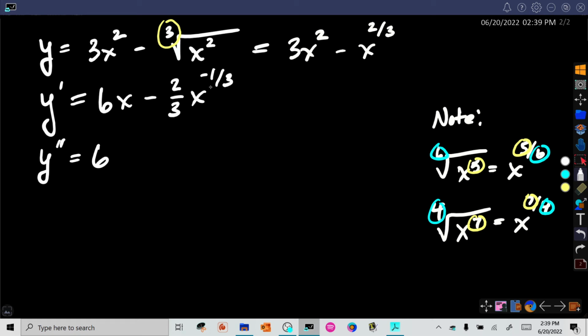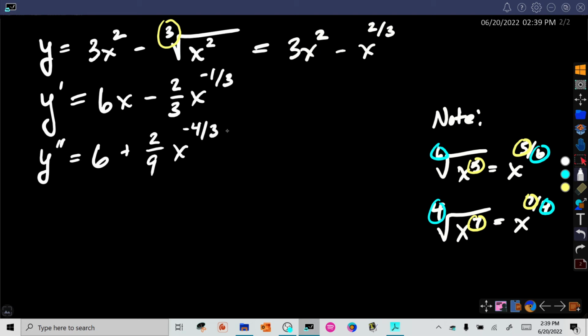And now we've got the 2/3 times the minus 1/3. This is going to be a plus 2 over 9x, and we're subtracting 1 from 1/3, so that's going to become a minus 4/3.